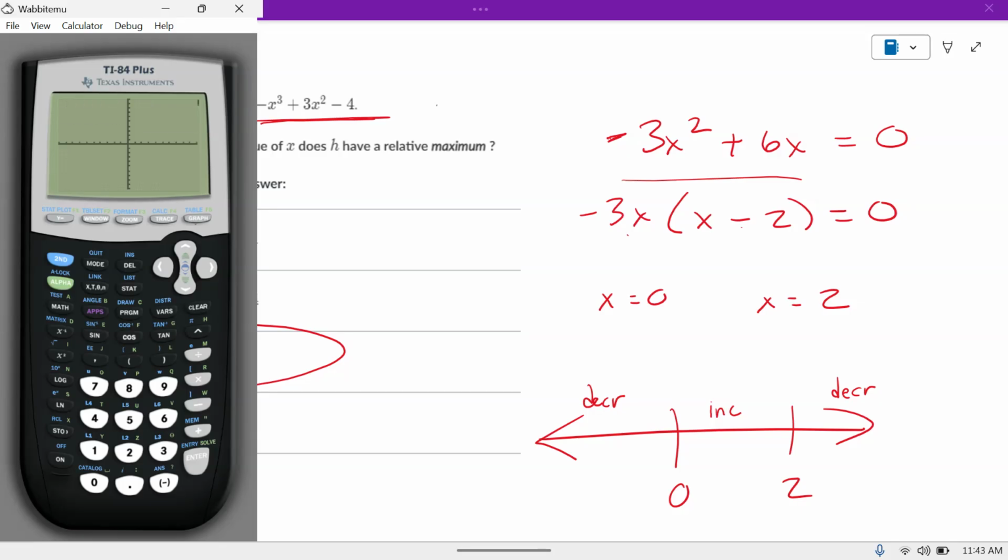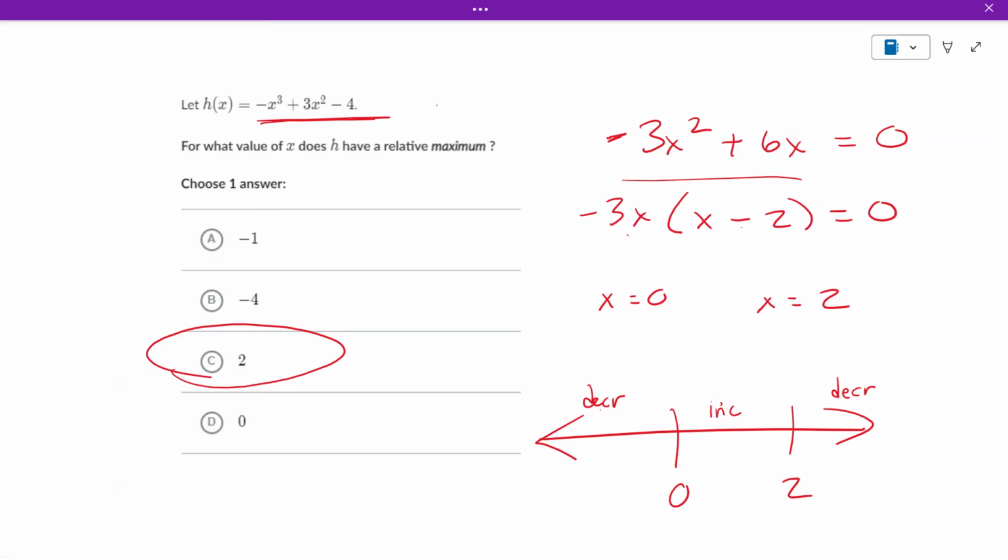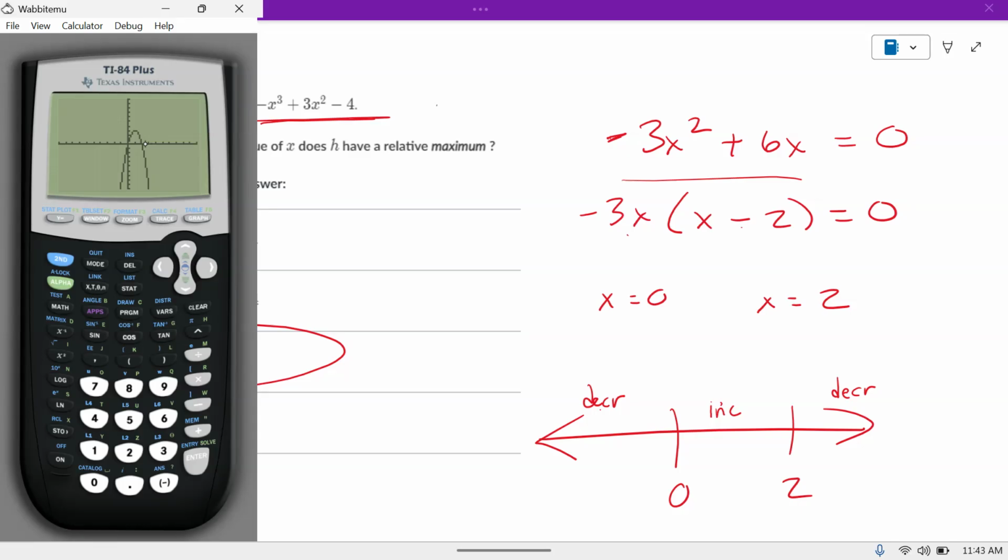If I were to graph the first derivative function, the graph changes from negative to positive at 0, so the original changes from decreasing to increasing at 0. Then it changes from positive to negative at 2, so it changes from increasing to decreasing at 2. That's why the max would be at 2.